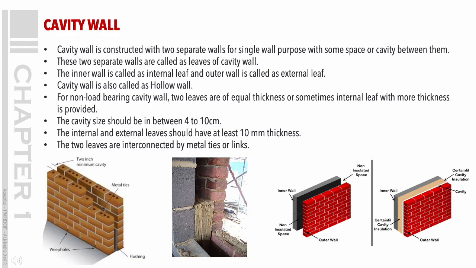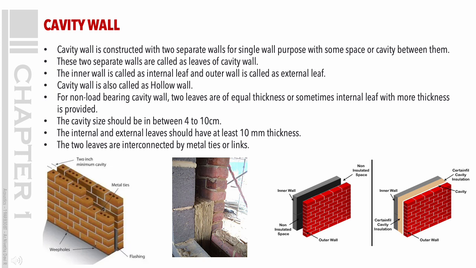Cavity wall. Cavity wall is constructed with two separate walls for single wall purpose with some space or cavity between them. These two separate walls are called leaves of the cavity wall. The inner wall is called the internal leaf and the outer wall is called the external leaf. Cavity wall is also called a hollow wall.